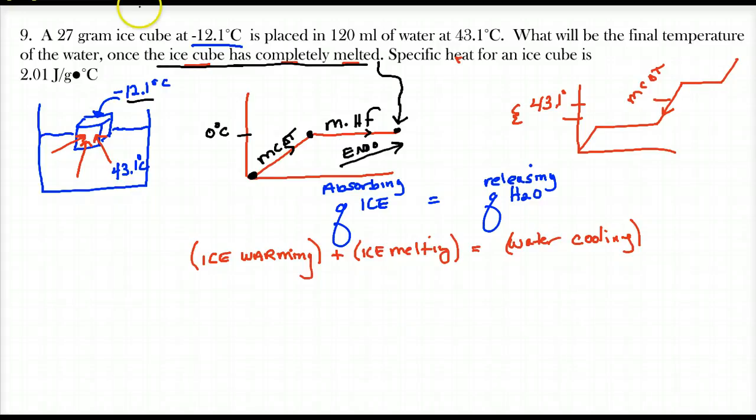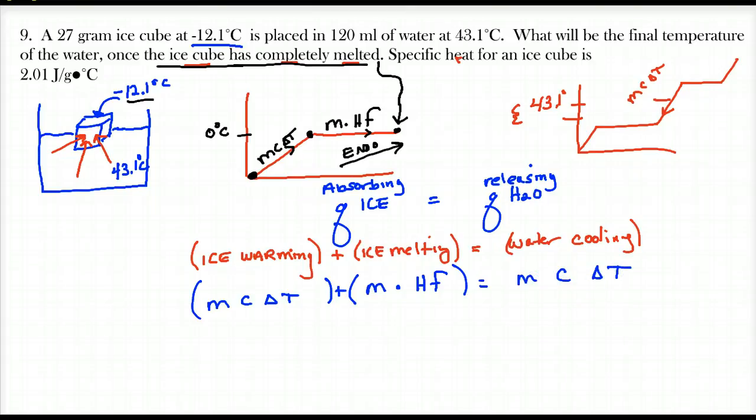So what we're going to have here is Q the ice equals Q the water, and now we're going to put the ice warming. So Q of the ice warming is going to be just MC change in T, plus the ice melting, which is going to be what? The mass times heat of fusion. And of course, that's going to equal the water that's cooling, and because it's in a liquid phase and it's not having a phase change, we're using MC change in T. It's MC change in T.